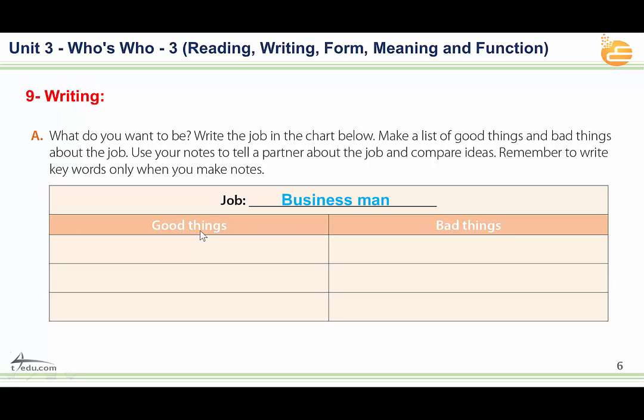Good things. For example, for me, the good things of being a businessman are, let's say, number one, more money. Can you see it? I didn't make a full sentence, not a whole sentence. No, just keywords, one or two words. More money. This is enough. It's understood. I can get more money if I am a businessman. More money. The second good thing, that is free time.